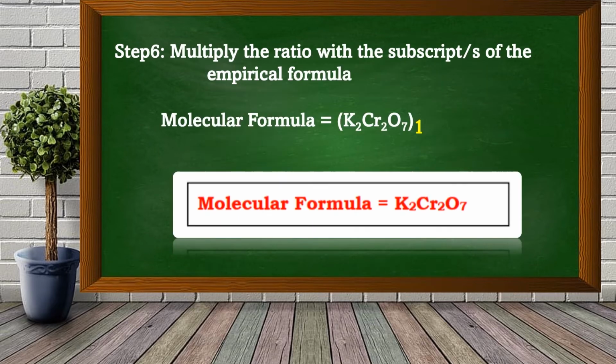Step 6, multiply the ratio with the subscript or subscripts of the empirical formula. Our ratio is 1, so you just multiply: 2 times 1 is 2, 2 times 1 is 2, 7 times 1 is 7. And then this formula is now your molecular formula.